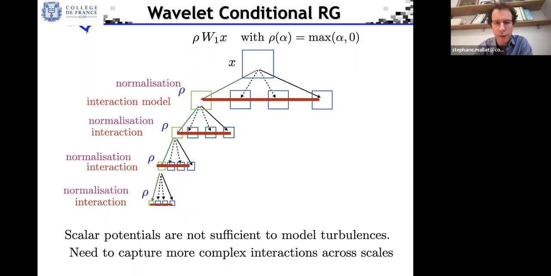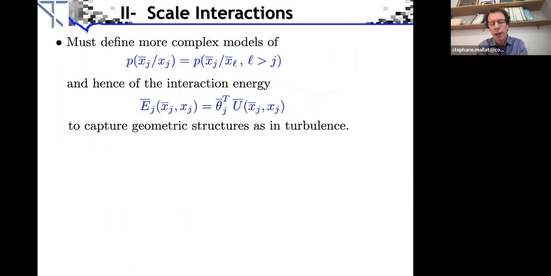And that's what we're going to look at. So the second part now is going to try to understand how to refine these models by capturing better the scale interactions. Now, in our framework, capturing better the scale interaction means building a model of the conditional probability of the high frequencies given the low frequency. In other words, the wavelet coefficient given the low frequencies, which corresponds to the wavelet coefficient at all larger scales. And so you need to define this interaction energy. In other words, what kind of potential would make sense to capture these interactions?